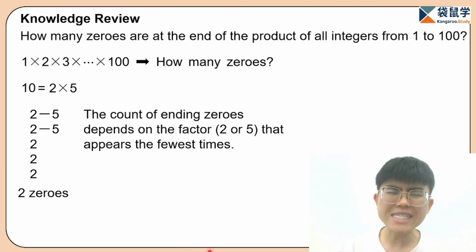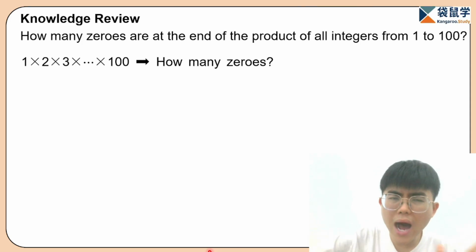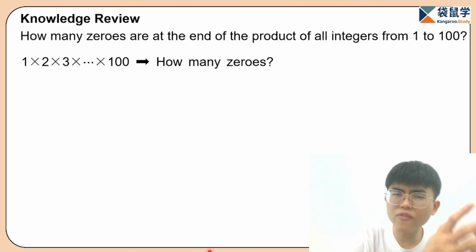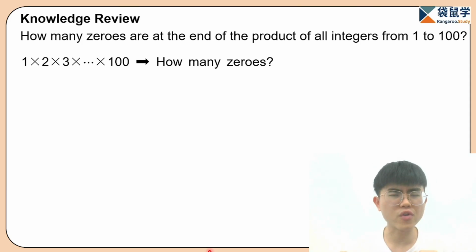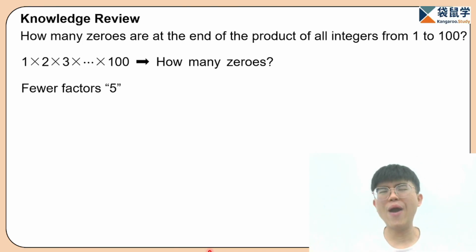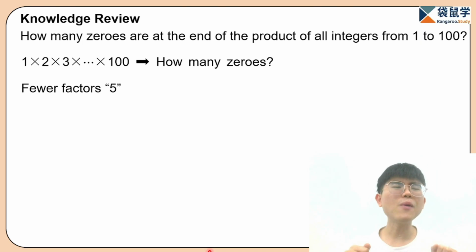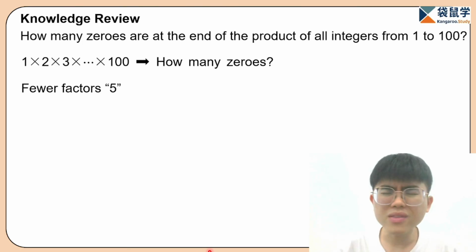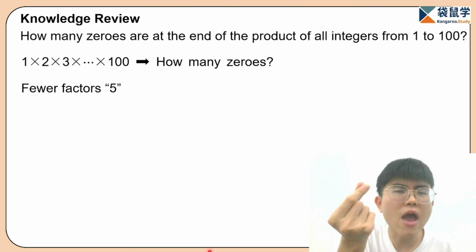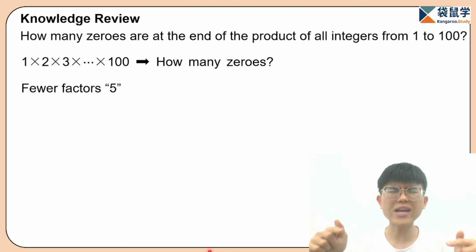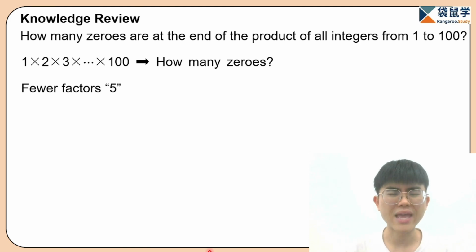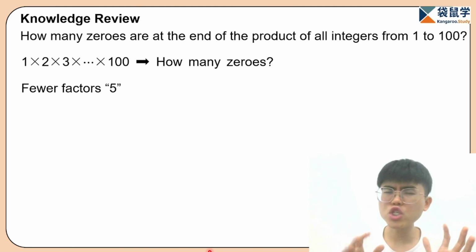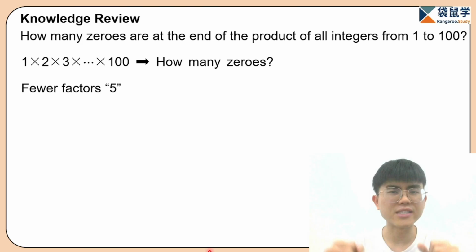Alright everyone, you see that in our example here, from 1 until 100, factor 5 will have a fewer number, because all of the even numbers must have at least one factor 2. So factor 5 will be the fewer number. In this case, we just have to find out how many factor 5 there are.